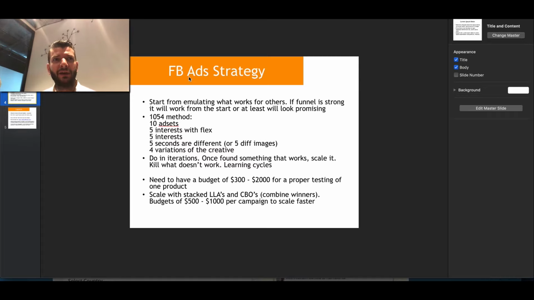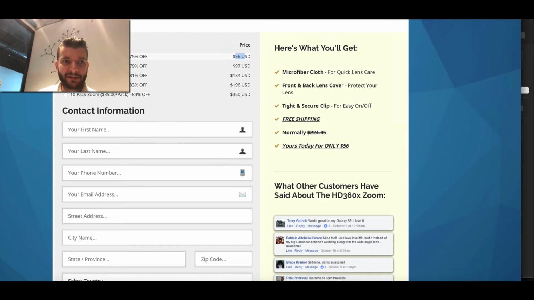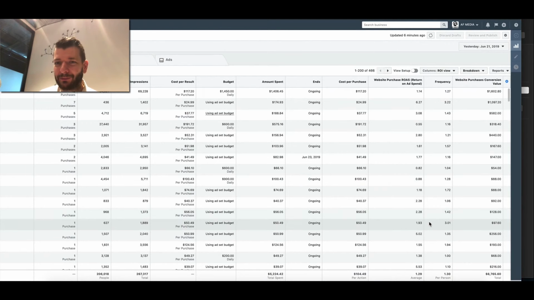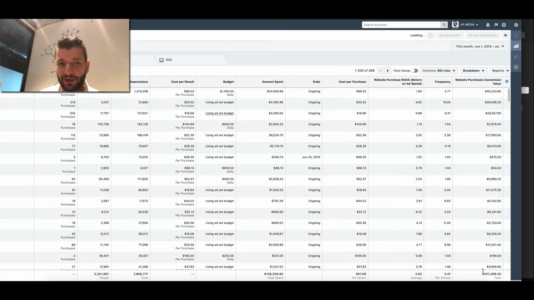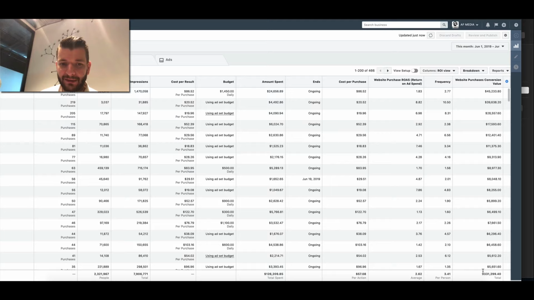You can, after just one or two products, find a product that you can sell to six or seven figures. Here, all of these stats, as you can see with this specific ad account, are from only one product, guys. One product can be scaled to $300,000 per month. That's the beauty of it.